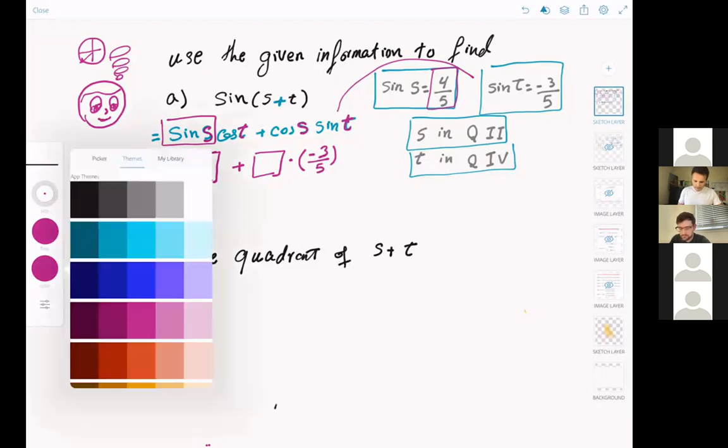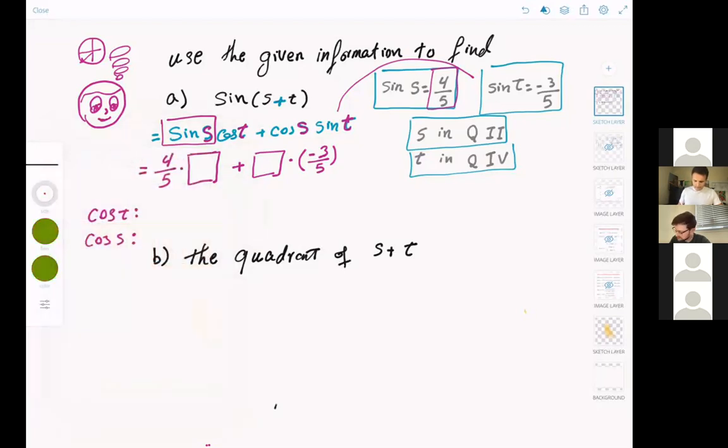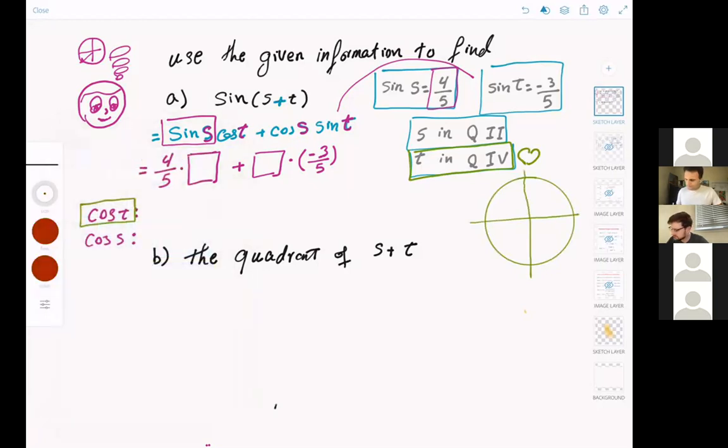So let's work on cosine of t. What do we know about t? T is in quadrant 4. That's what we have right here. So I'm going to make a circle somewhere here. Quadrant 4 is this. So I'm going to randomly make a right triangle, and I'm going to call this one T, correct? And I'm going to make a right triangle here.